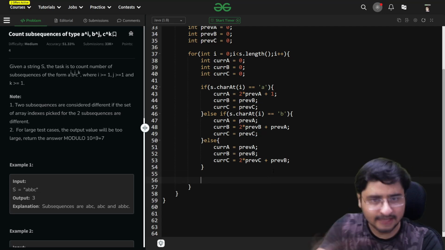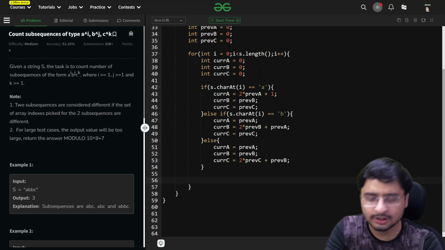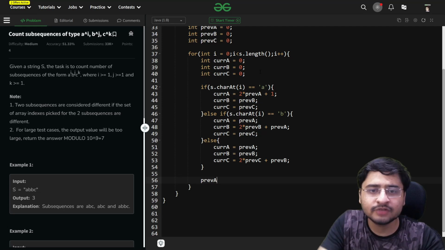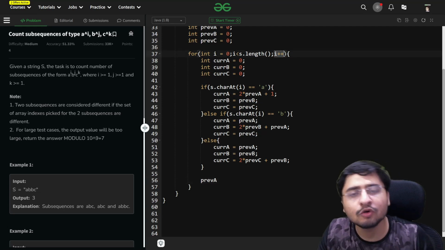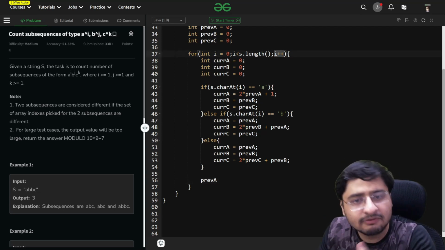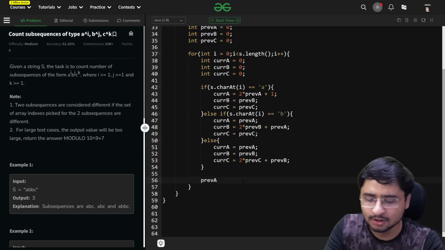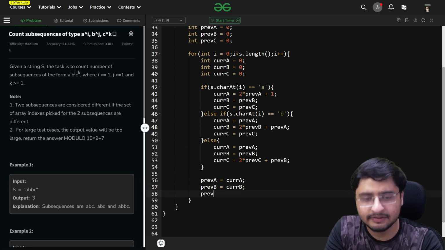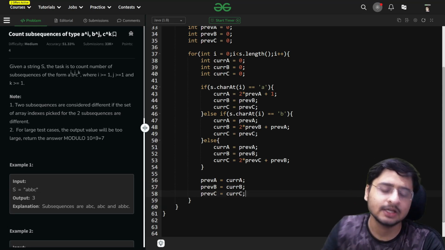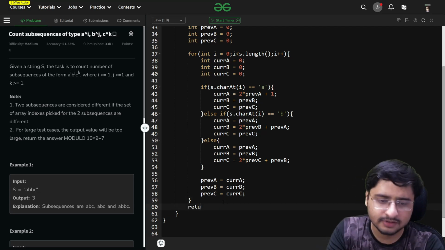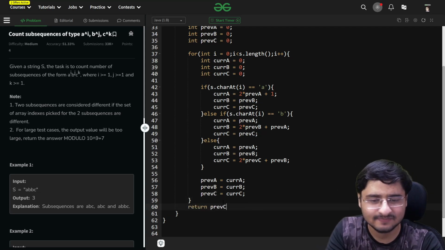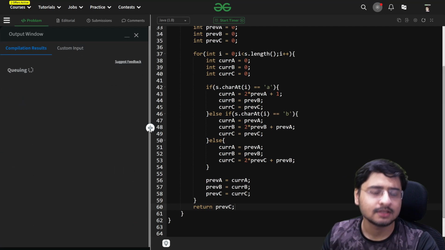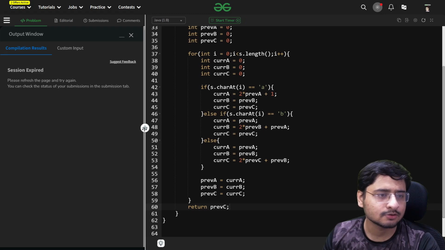In the end, after you have decided what all the current scenarios are, you just need to set the current thing as the previous thing, because i will be incremented and we will move on to the next character. So all the current ones will become the previous ones for the next character. So previous A is equal to current A, previous B is equal to current B, previous C is equal to current C. I hope this is clear. We are simply going to return previous C; that will be the answer. Let's compile and run this, see if it's passing the test cases or not.